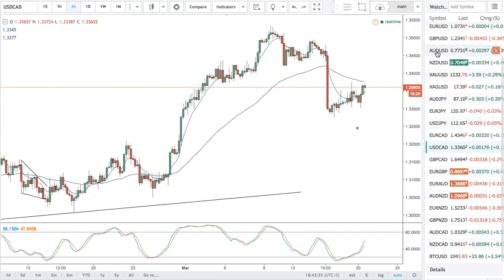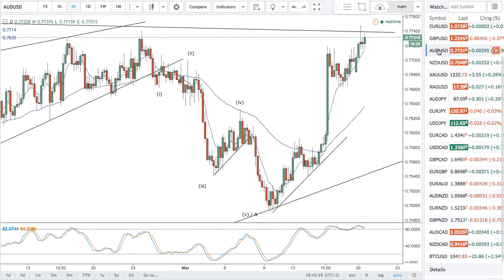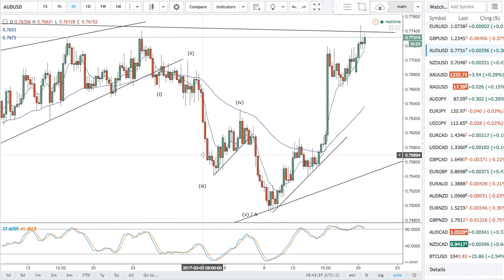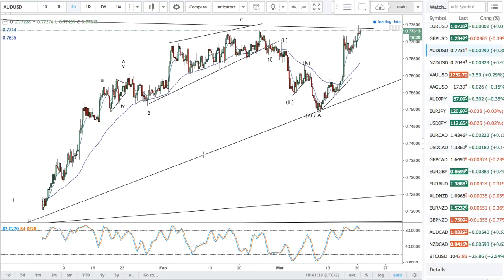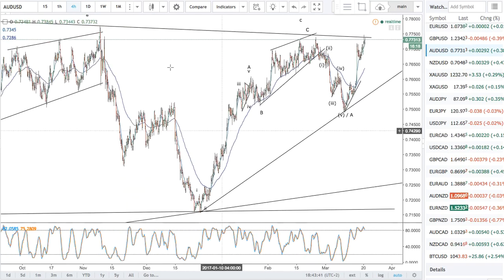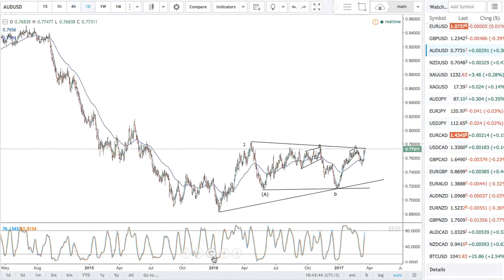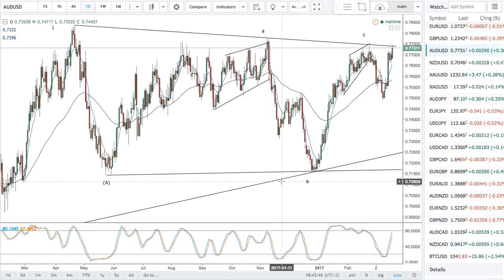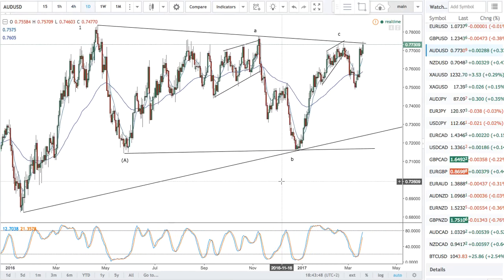I just want to quickly look at the pairs that have developed since the weekend, starting with Aussie US dollar. This is still quite confusing. There's still a few possibilities here. I want to revise one thing that I mentioned on the weekend, however.